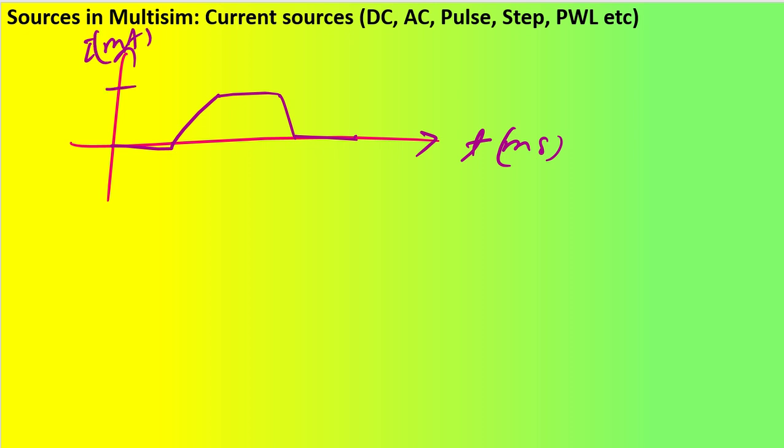So let us say it becomes 5 milliampere and this is at 10 millisecond, 20 millisecond, 40 millisecond and 50 millisecond. So what will happen is at 10 it should be 0, 20 it should become 5 and 40 it should become 5 and 50 it should become again 0. Understood?